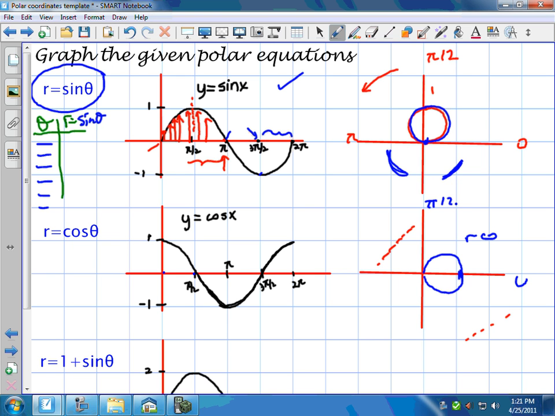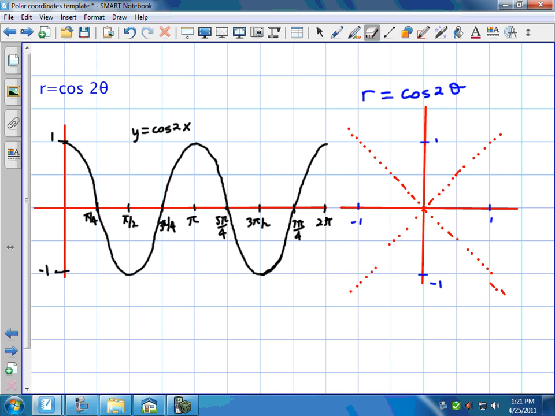So you see r equals cosine theta turns out to be a circle that wraps around the x-axis. r equals sine theta turns out to be a circle that wraps around the y-axis. And the really nice one I would like for you to try is this one, to graph r equals cosine of 2 theta. I think it's on the next page, or maybe at the bottom of your page. Okay, r equals cosine of 2 theta.